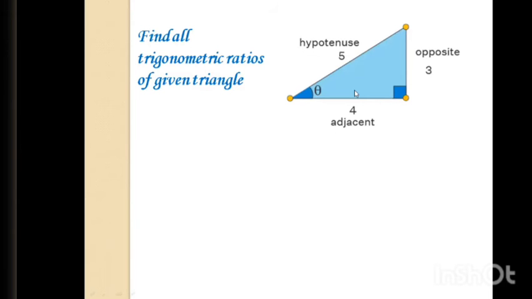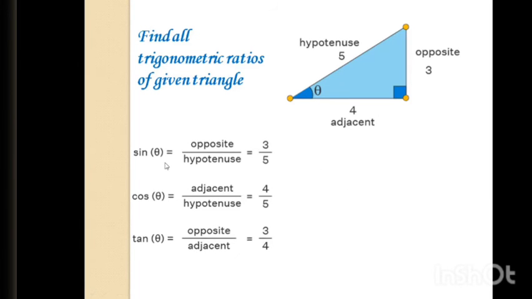Example: here a triangle is given. It is a right angle triangle. We are going to find all trigonometry ratios of this triangle. Here the angle is given. What is the opposite side here? The perpendicular side is the opposite side for this angle. Then the adjacent side is the baseline for this angle. Now we are going to find the ratios for this given angle. We know the hypotenuse is 5 units, opposite is 3 units, adjacent is 4 units. Let us find the trigonometry ratios.